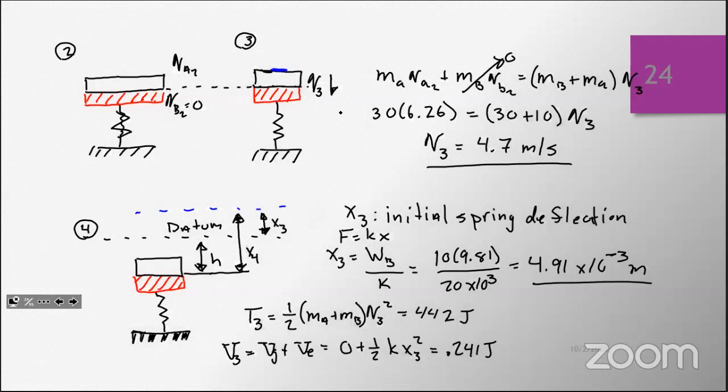Remember, they told us in the problem statement that this was what? Perfectly plastic. If it's perfectly plastic, that means the coefficient of restitution is 0. If the coefficient of restitution is 0, that means that everything that's touching up there is moving at the same velocity after the impact, which is why we only have V3 drawn on our diagram.